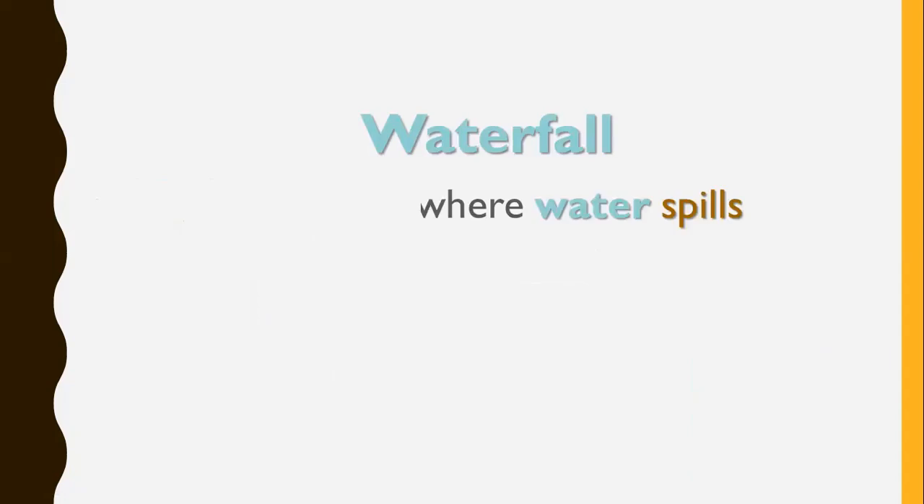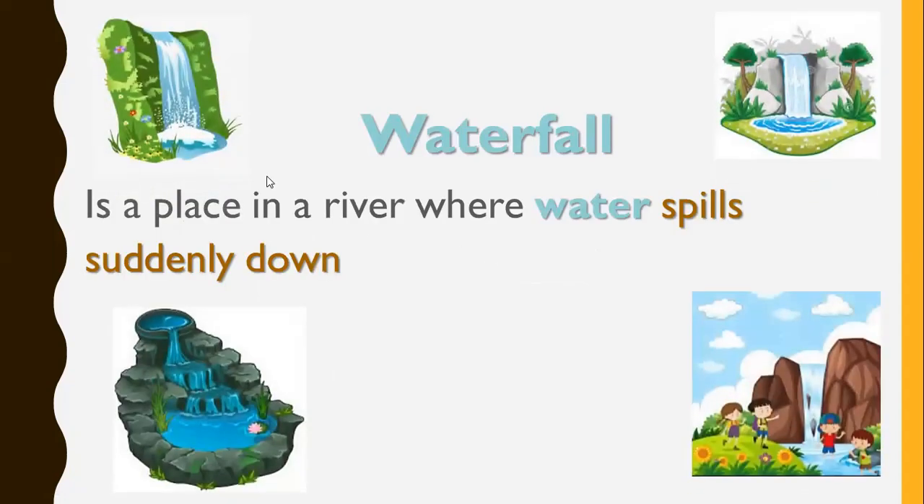Waterfall. As you can see here, it is a place in a river where water spills suddenly down. Look here at this picture, and here, and of course here. A waterfall is a place in a river where water goes down very fast, suddenly down, as you can see here.